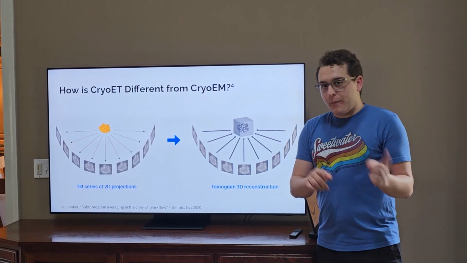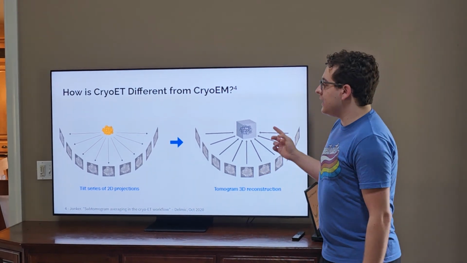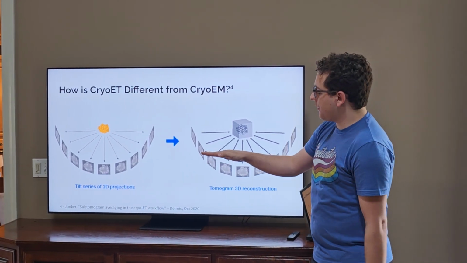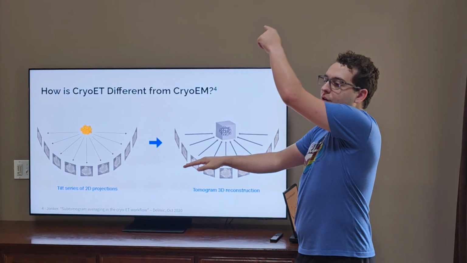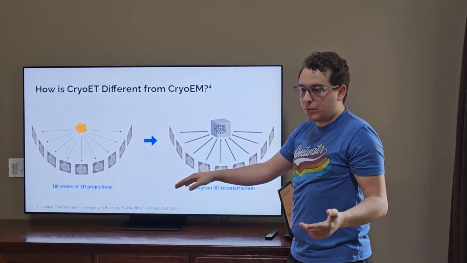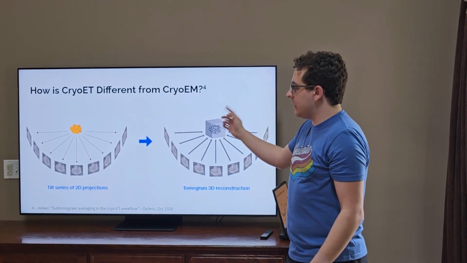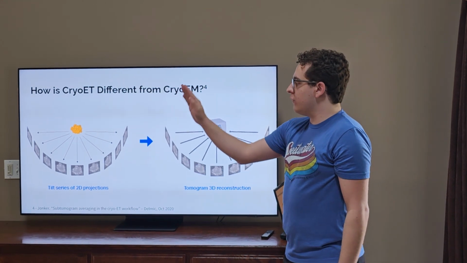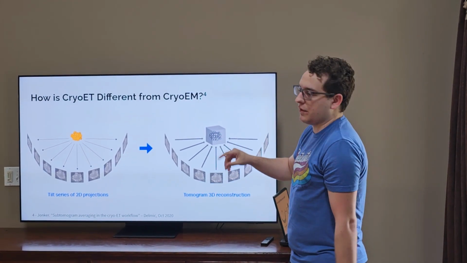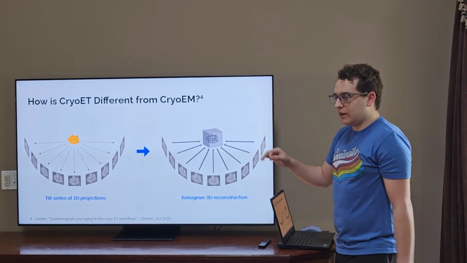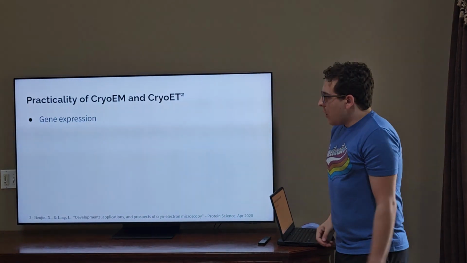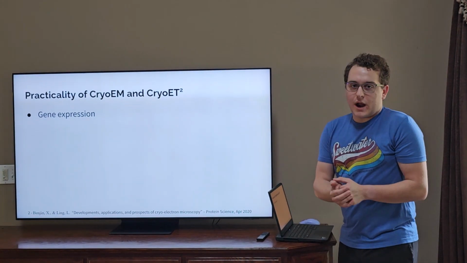Cryo-ET, so I mentioned tomography versus microscopy. So the difference is that in EM, it's a stable field, and then we pass the electrons directly down, and that's called single particle. In cryo-ET, we actually move the stage so you can look at the sample from different perspectives. So there's practical uses of cryo-EM and ET.